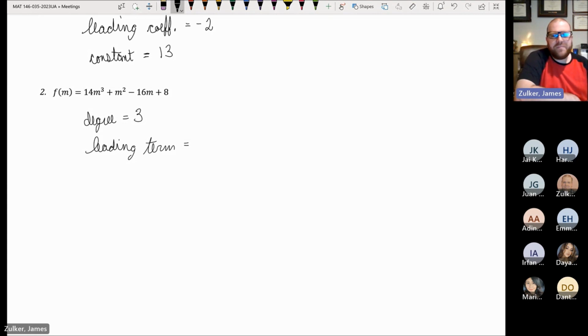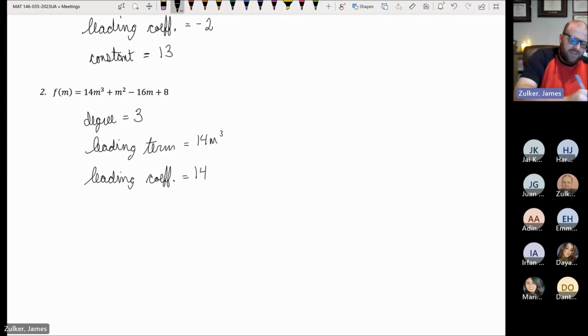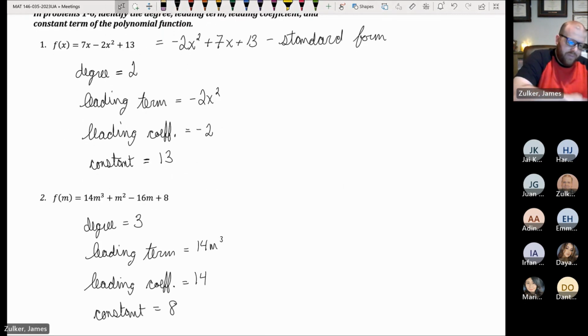It's the leading term, 14n cubed. What's the leading coefficient then? And what's the constant? Equals 8. We already studied this type of polynomial, the one in number 1. That one's called a quadratic.